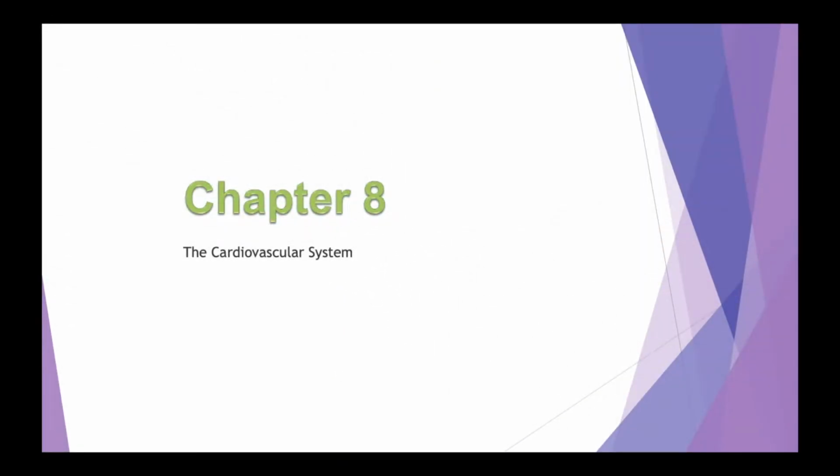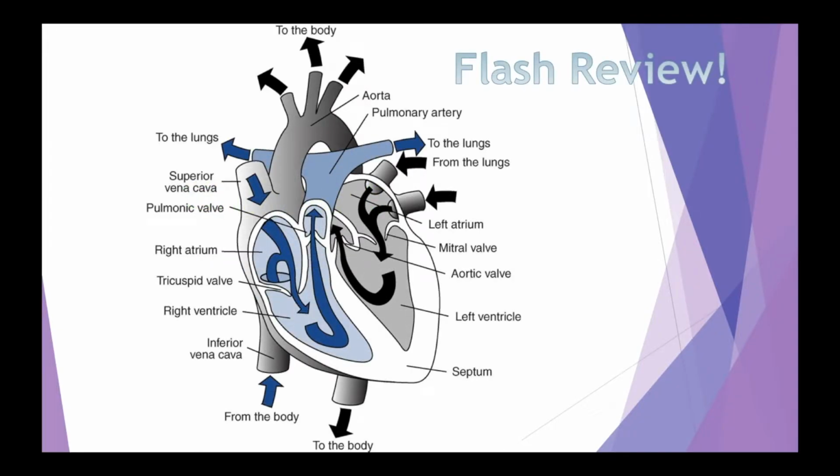Let's look at Chapter 8, the cardiovascular system. Quick review of the cardiovascular system. We know that deoxygenated blood enters into the heart through the superior and inferior, or cranial and caudal, vena cava. From there, it enters into the right atrium.